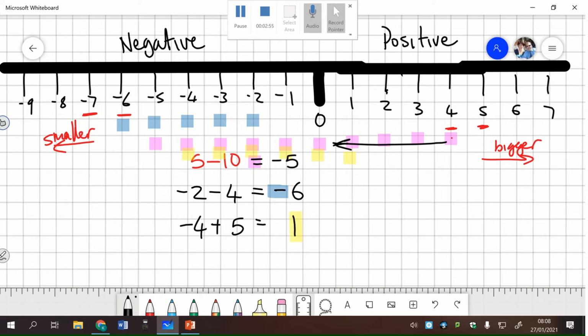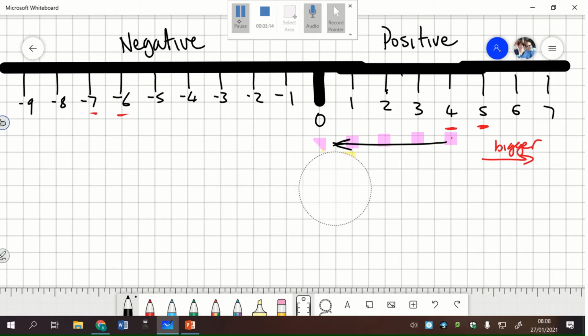So when we add a positive number, it goes up, it goes to the right, and when we take away a positive number, it goes to the left. I'm just going to do a little bit of wiping out there. I'm going to try and not do all my numbers, but it might not be perfect.